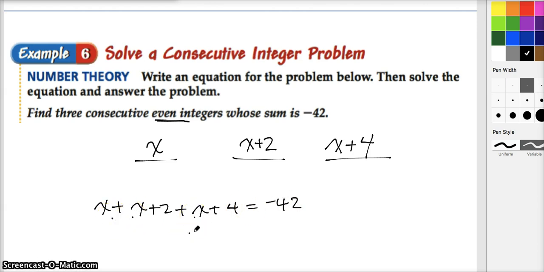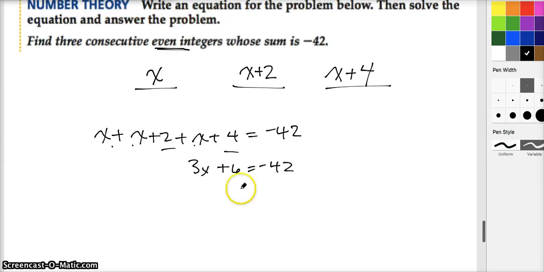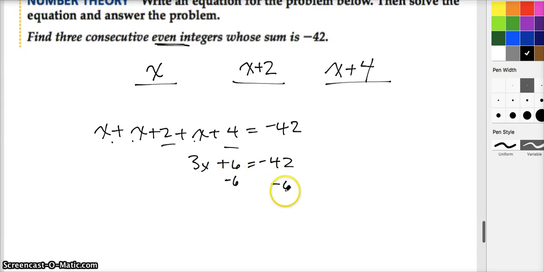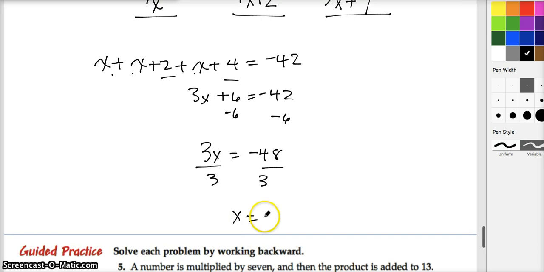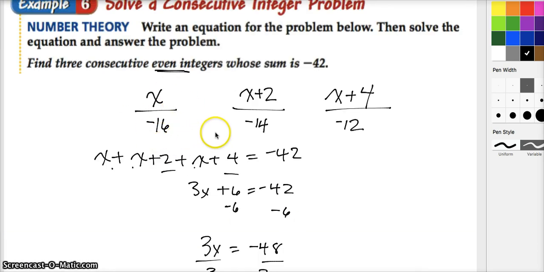Join like terms together, I get 3x plus 6 equals negative 42. Isolate this x term by subtracting the 6 on both sides. I get that 3x is equal to negative 48. Divide both sides by 3. I get that x is equal to negative 16. Since we got that x was equal to negative 16, these are the answers to the problem.